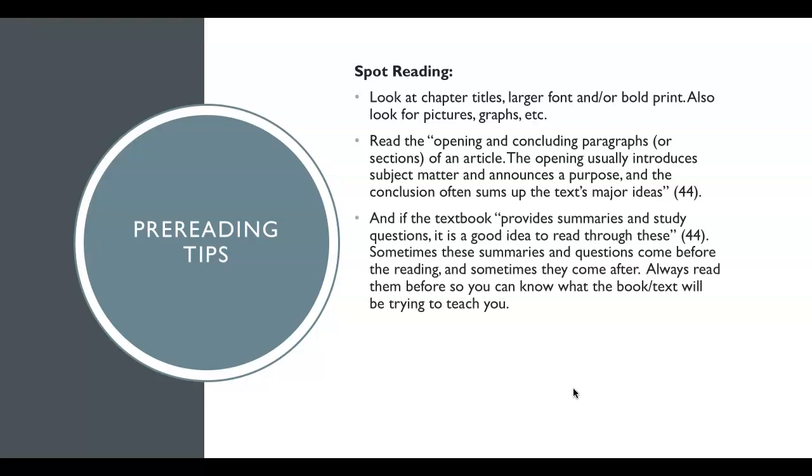If you're reading a textbook, say it's a chemistry textbook, and it provides summaries and study questions, it's a good idea to read those. Sometimes the questions come before the reading so that you know what you're supposed to be learning, and sometimes they come at the end. I would always go to the end of the chapter and look at those questions, because that's going to help you know what the main ideas are in the text, what the author wants you to come away with when you're done reading that.